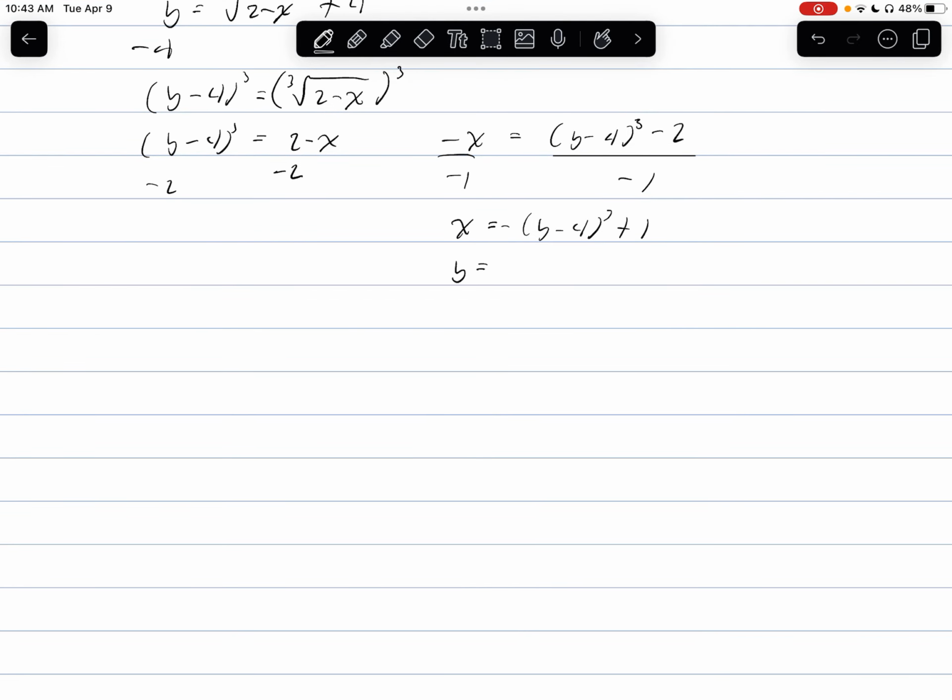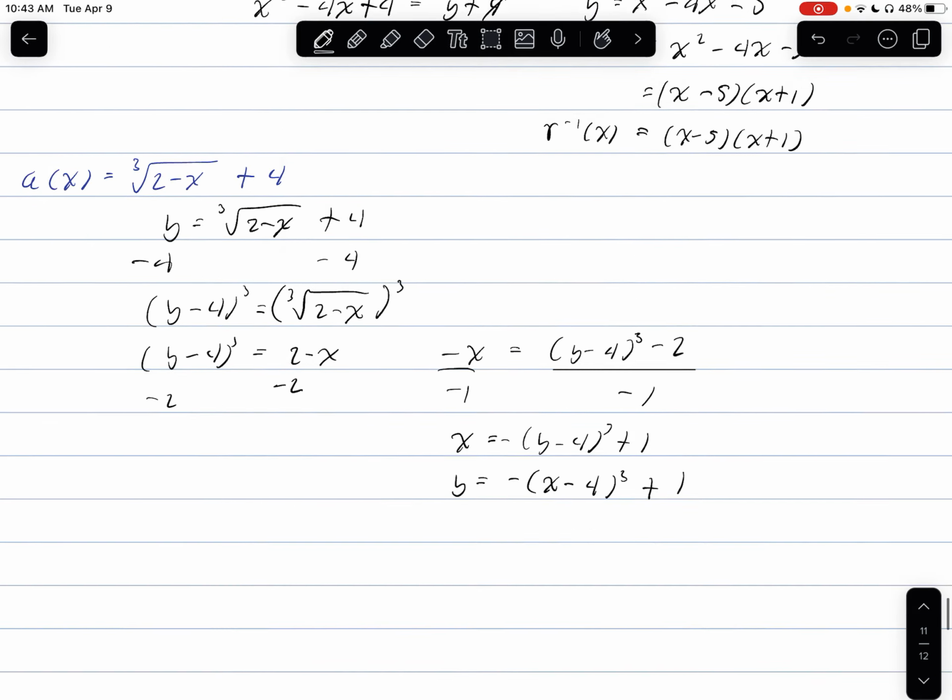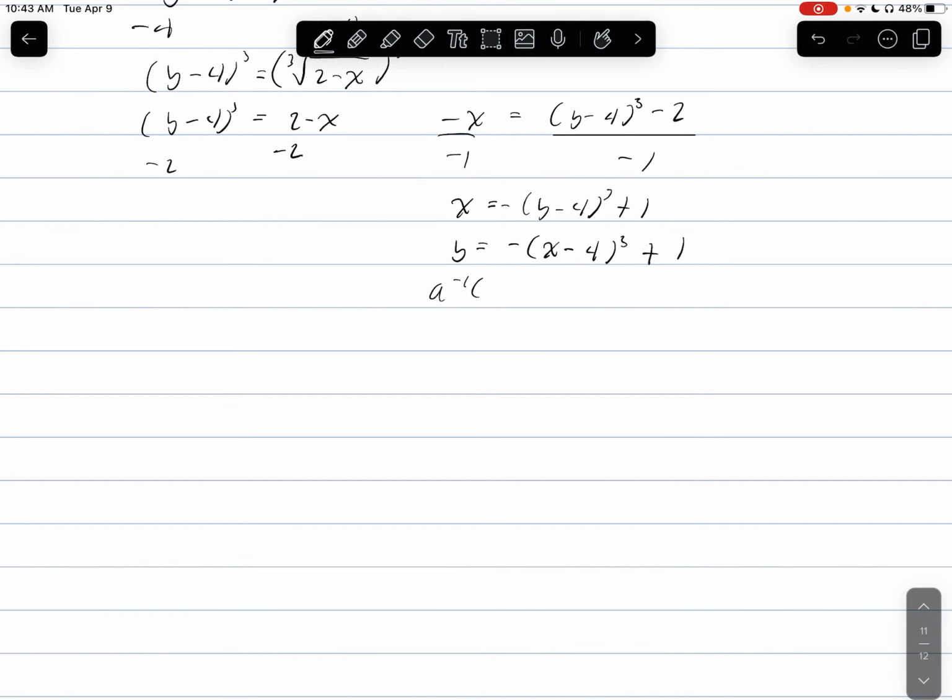So this is going to give us y is equal to negative x minus 4 cubed plus 1. Now we can switch the y to the inverse. So we have a inverse of x is equal to negative x minus 4 cubed plus 1. And you can leave it like that if you want. If you want to expand out x minus 4 cubed, that is fine, but it's also probably okay just to leave it as is.